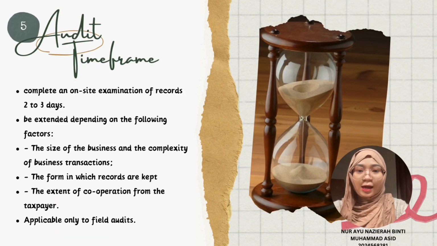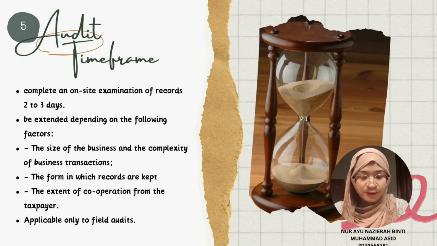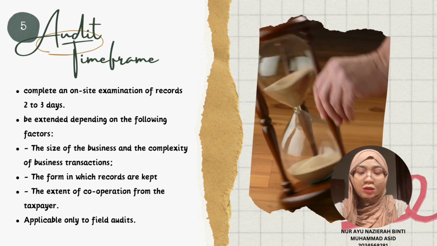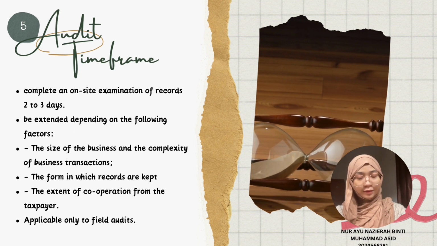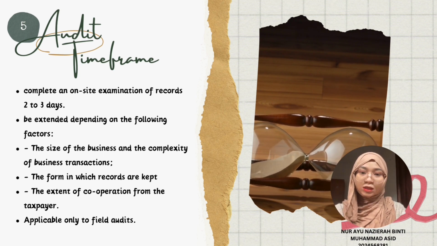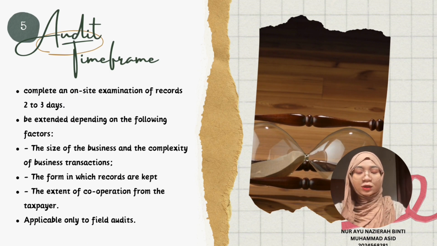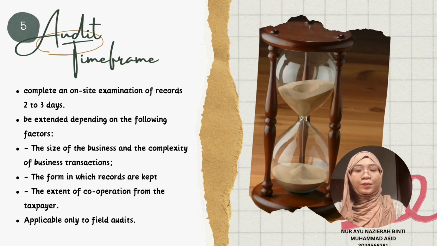Audit time frame. The time required to complete an on-site examination of record is 2 to 3 days. However, the audit time frame may be extended depending on the following factors. First, the size of the business and the complexity of business transaction, the form in which records are kept, or the extent of the cooperation from the taxpayer. The audit time frame is applicable only to field audit.